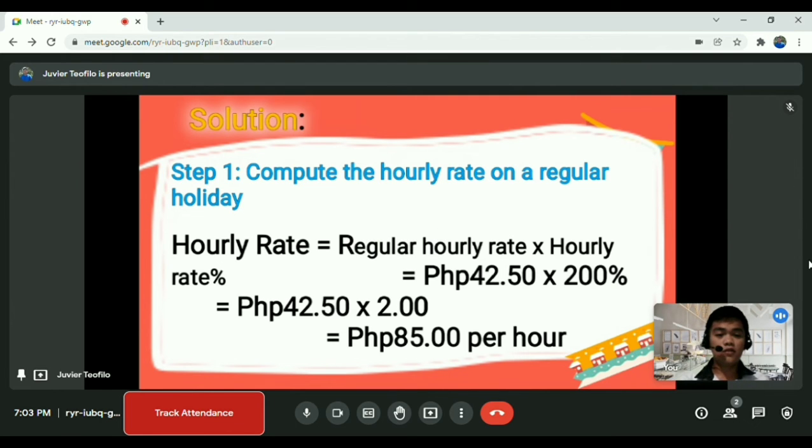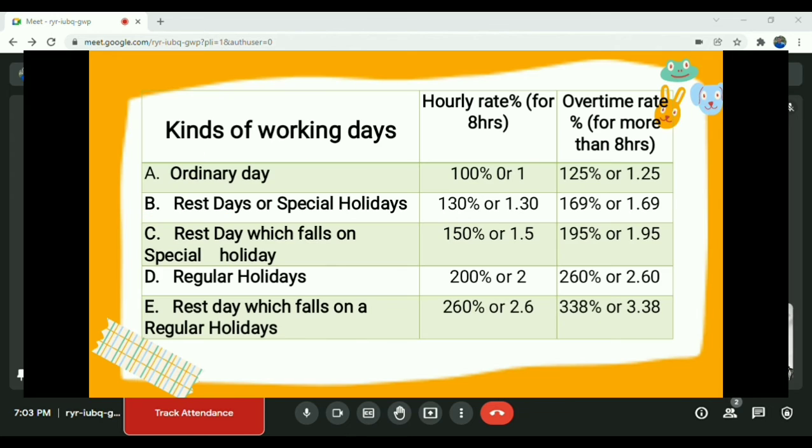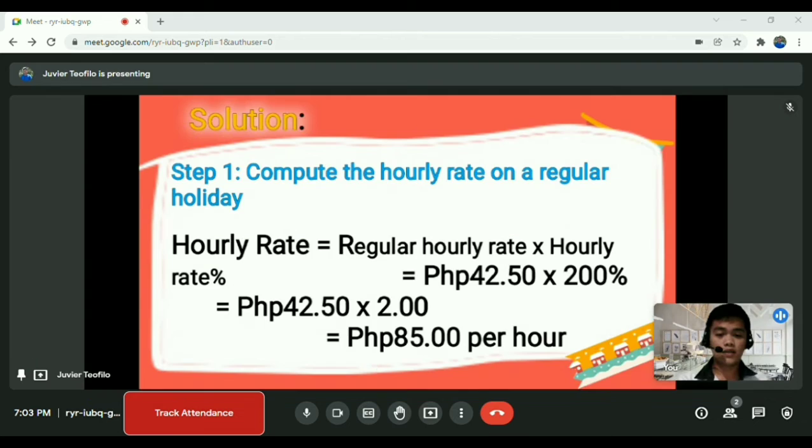Okay, sir, where did you find that 200%? So according to our table, we're going to use the hourly rate for 8 hours. So this is 200% in regular holidays. Okay? In regular holidays. Let's go back. So 42.50 times 2 is equal to 85 pesos per hour. So this is our hourly rate.